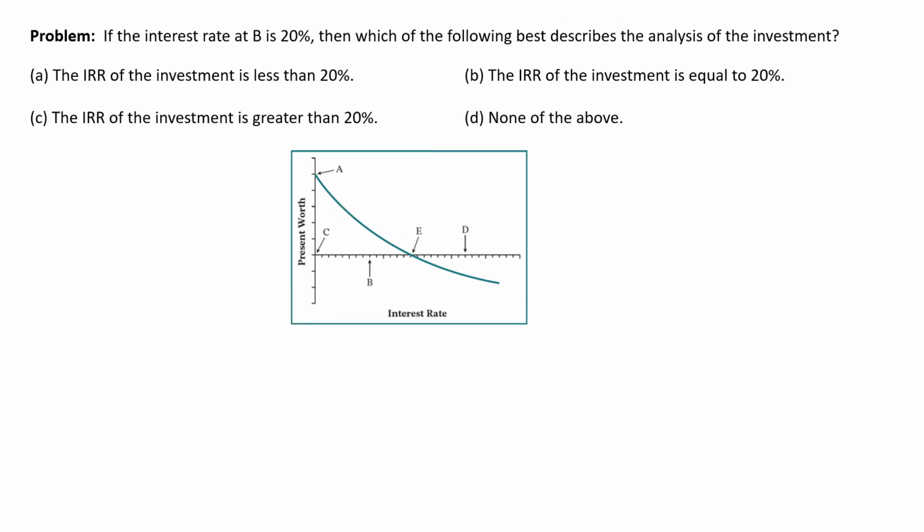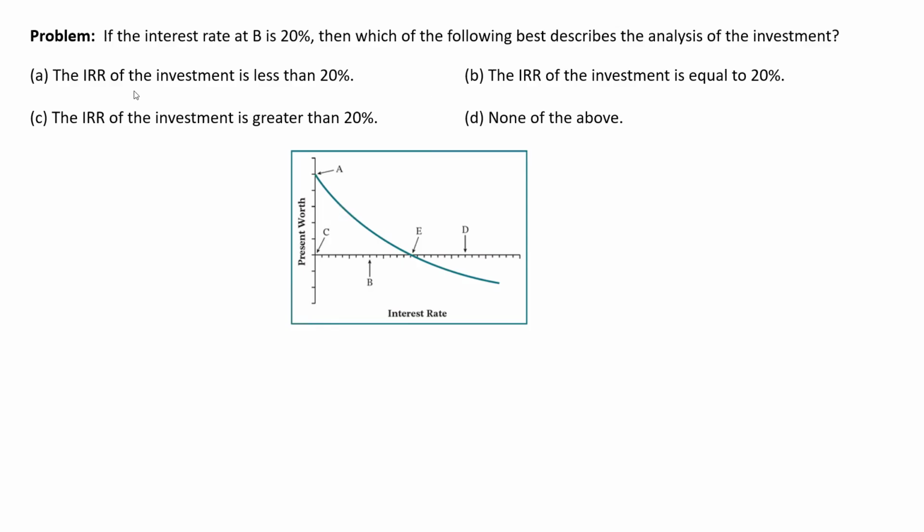I like these kind of questions. The interest rate at B is 20%. Notice on the abscissa, that is the x-axis, you have interest rate, and on the ordinate, we have the present worth, right? Cool. The interest rate at B is 20%. That makes perfect sense. So this is an abscissa value. Then the number here is 20% or 0.2. Cool. What are they asking?